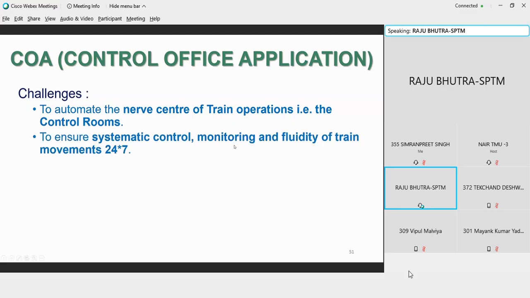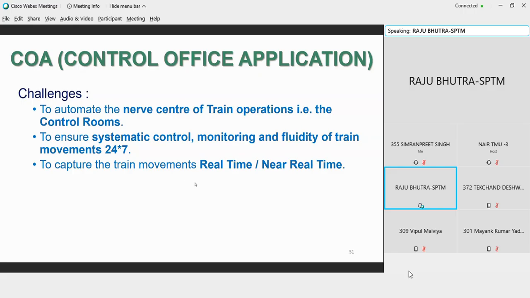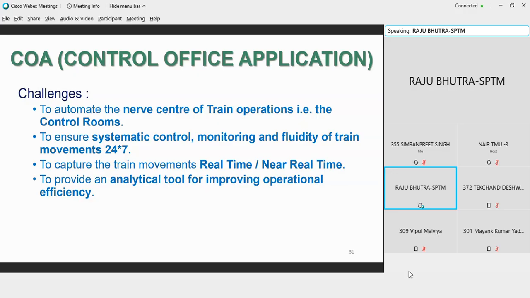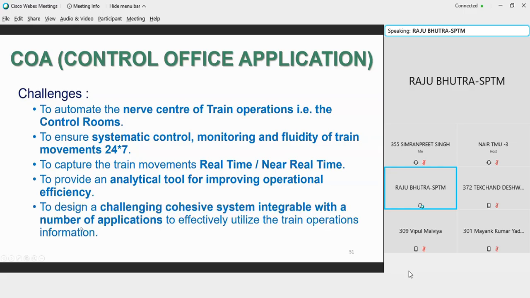To ensure systematic control, monitoring and fluidity of train movements 24/7. To capture the train movements real time or near real time. So to capture all the train movements and the charting of all the trains. So the control charts are now prepared using the control office application. Provide an analytical tool for improving operational efficiency. To design a cohesive system integrable with a number of applications. So it is integrated to many other applications which are used in operations.